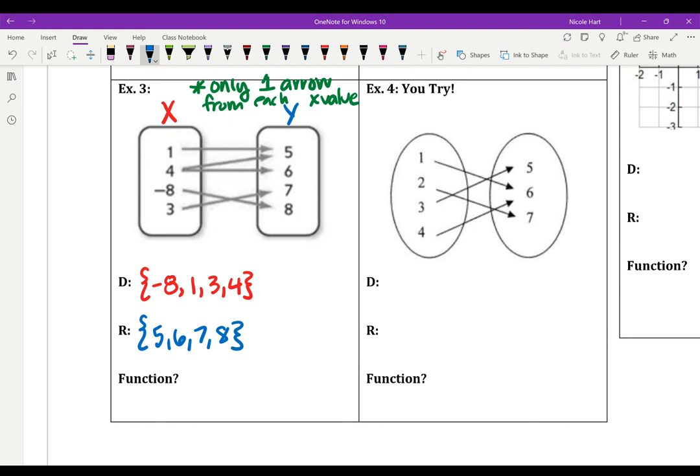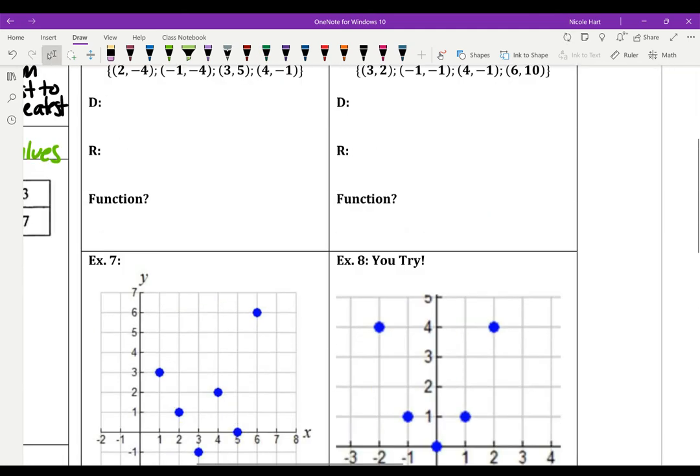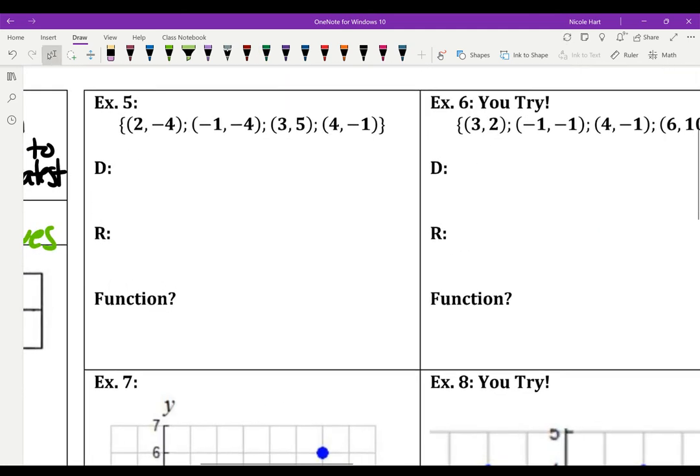Now, we still have to determine, is this a function? Well, I see 2 arrows coming out of that 4 in the x's. That does not work, so this is not a function, unfortunately. Now, I want you to do example 4 on your own in class, and then let's look at a set of points. So we're going to find the domain and range of example 5.